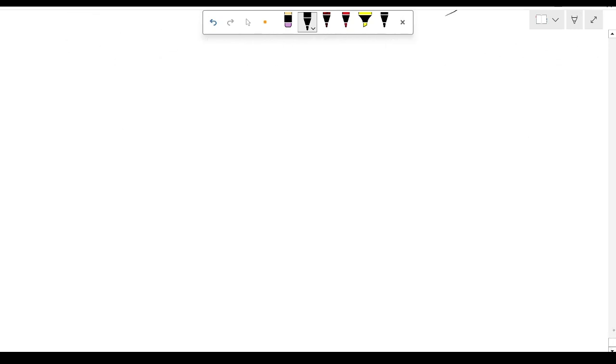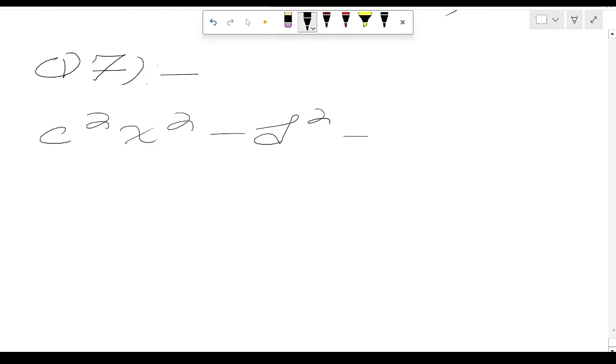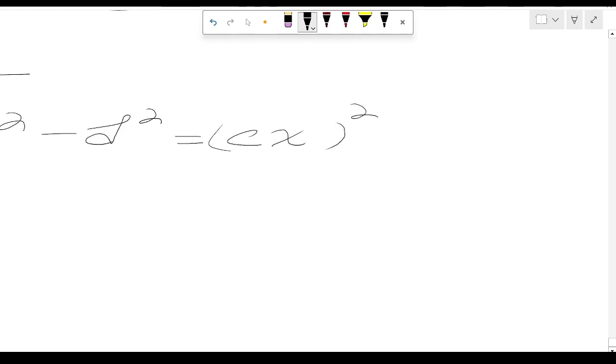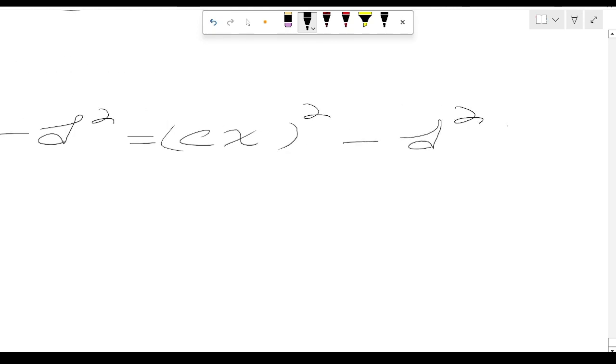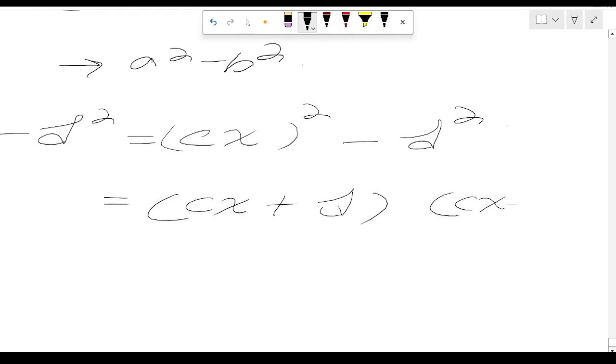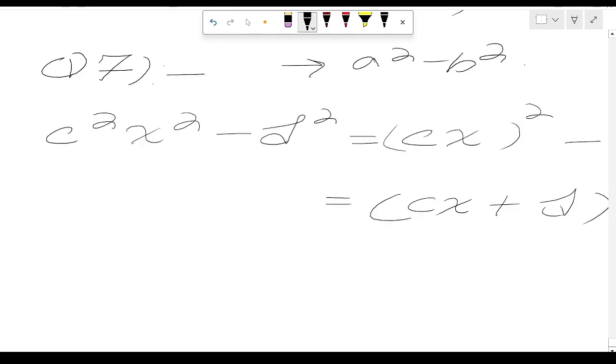Now let's move on to question number 7. In question number 7, we have c square x square minus d square. Firstly, c square and x square can be written as cx whole square, and d square can be written as just d square. So now we have compiled this into a square minus b square form. So what do we need to do next? We will write cx plus d and cx minus d. So this is our first factor.